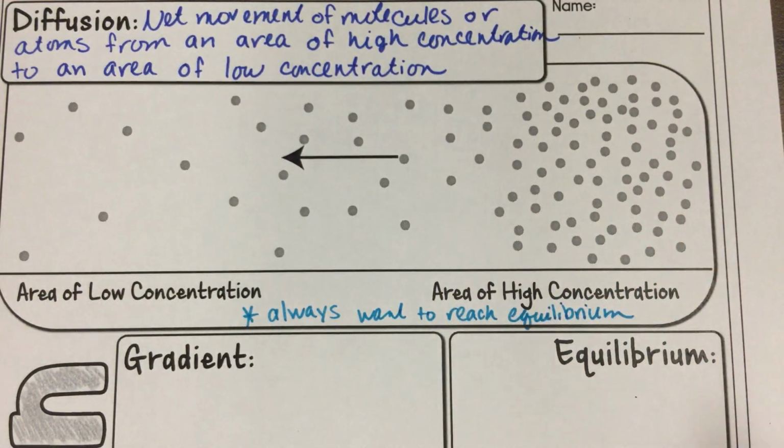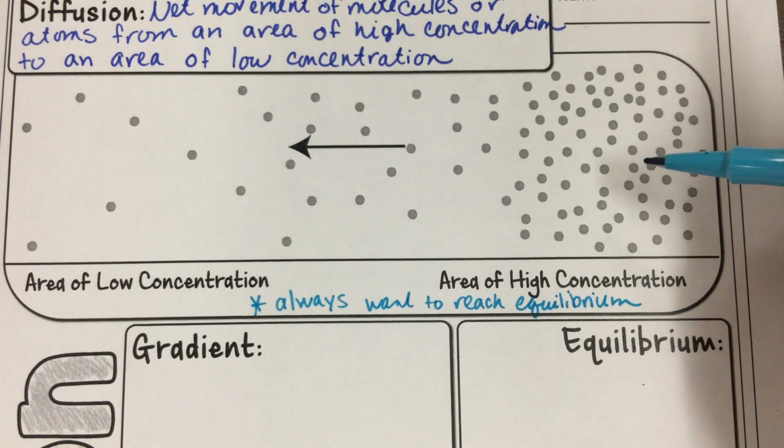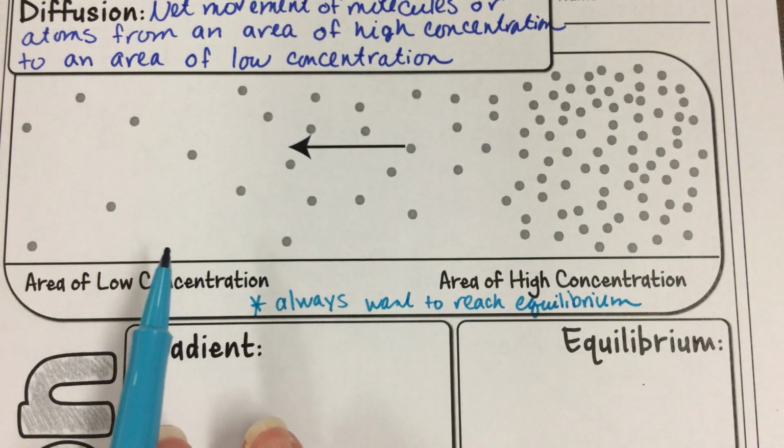So a very good example: whenever you eat food, you have a bunch of food in your digestive system, but that food doesn't stay there. Those nutrients want to permeate throughout our body. And so some of those molecules are going to be moving through our body through diffusion. And so it's going to move from an area of high concentration to low concentration.